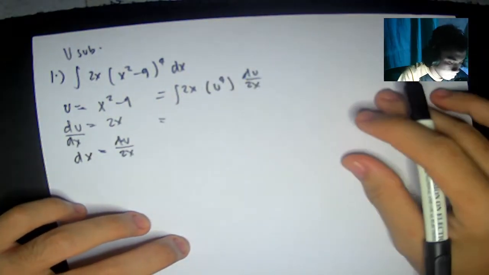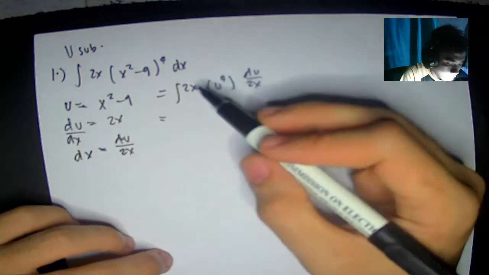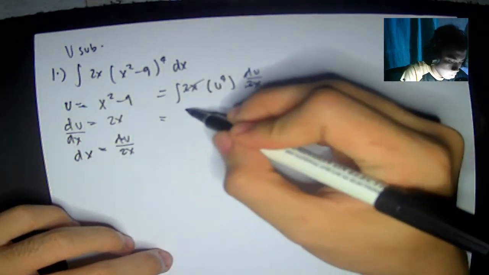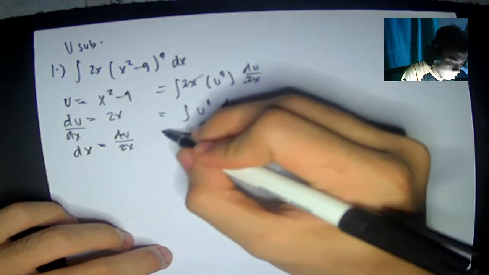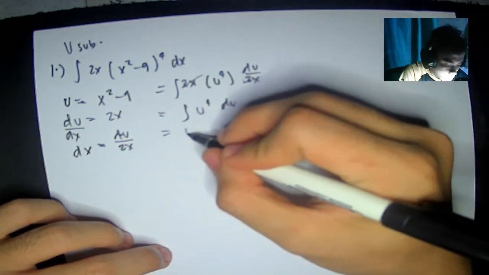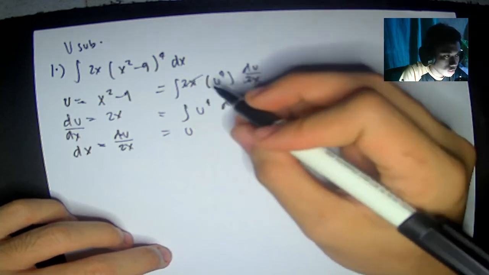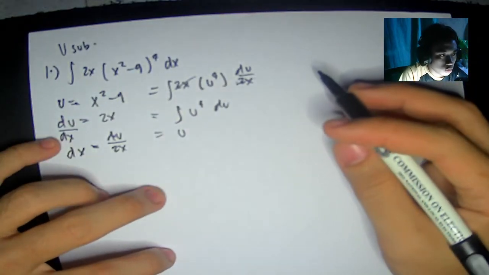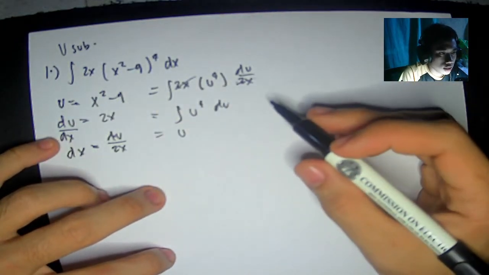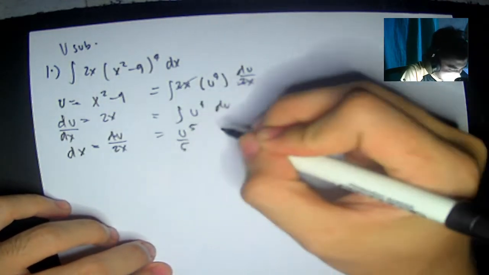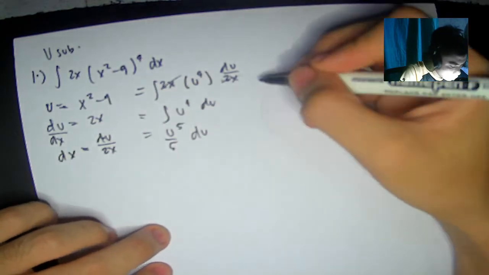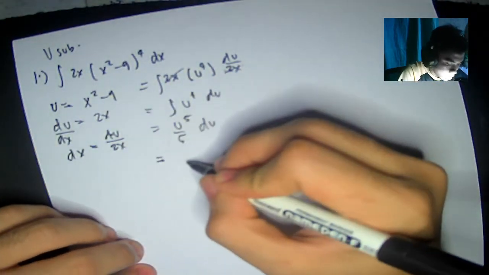So what will happen? We can cancel 2x. So you'll have u to the 4th du. So go ahead and integrate. So u to the 4 plus 1. We already know this. So let's just have u to the 5th over 5, plus C. So we'll have the answer.